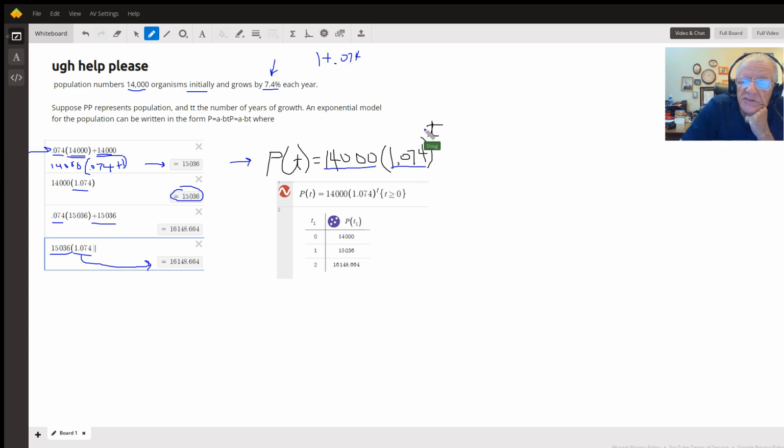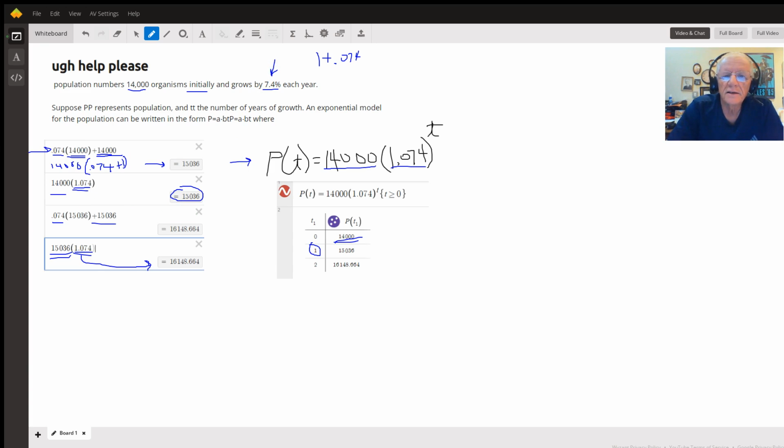Of course, when t is 0, this base to the 0 power is 1. 1 times 14,000, there's the initial value. After 1 year, we're just multiplying 14,000 times 1.074. And after 2 years, we're squaring 1.074 and multiplying it times 14,000, which is kind of what we did here. There's 2 of these factors of 1.074 times 14,000.